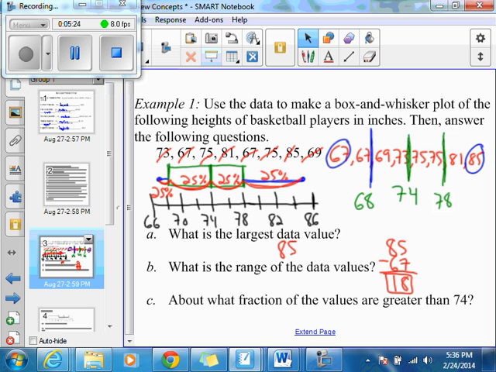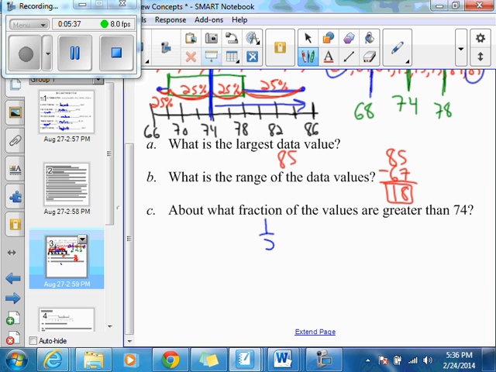So what fraction of values are greater than 74? Let's find 74. Greater than 74 is to the right, so that's 25, 50%. 50% as a fraction is 1/2.